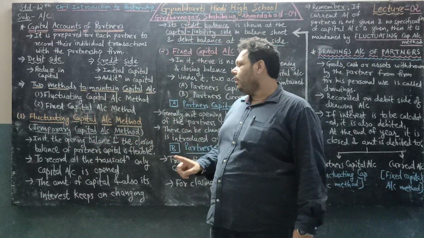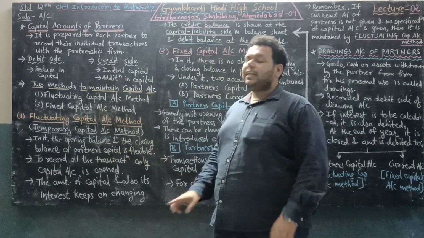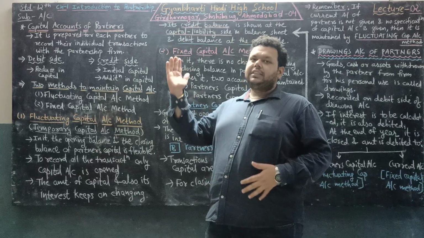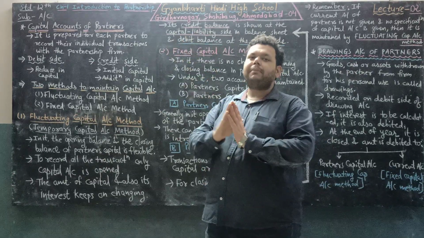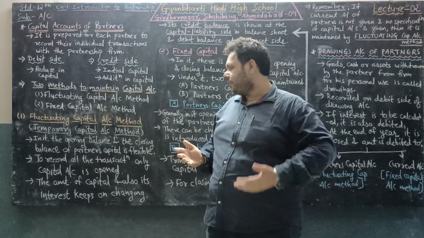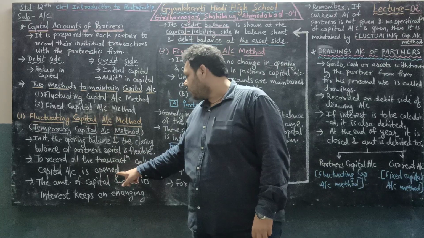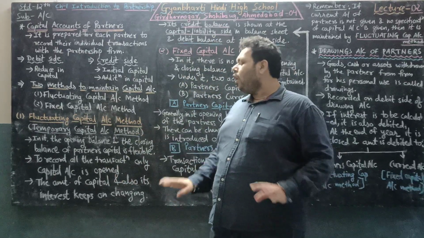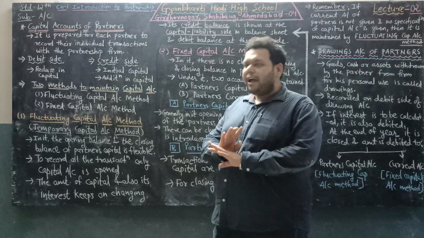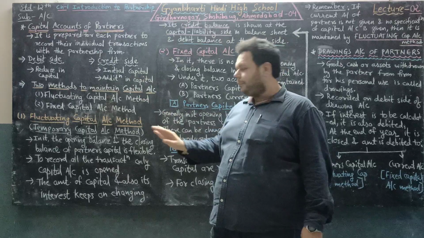In this method, the opening balance and the closing balance of partners' capital is flexible. That is, the opening balance of the capital and the closing balance of the capital will be different. To record the transactions, only a capital account is opened. So in the fluctuating capital method, we will only open a capital account to record every transaction related to capital, that is, increment or reduction of capital.